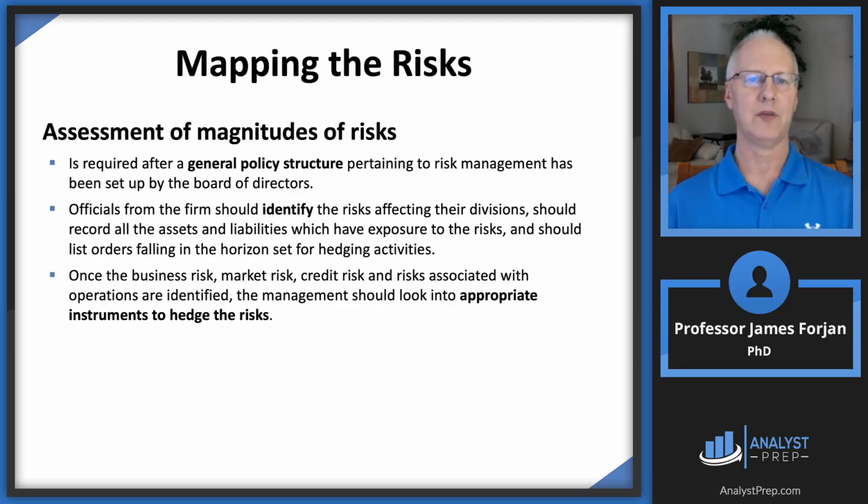How about an assessment of the magnitude of risk? There's a general policy structure pertaining to risk management that's set up by the board, and then the corporate leaders or the officials should identify those risks and record, both on the left-hand and the right-hand side of the balance sheet, the exposure, which one's greater, right? Are assets greater than liabilities, liabilities greater than assets, or is this a combination of a cash flow issue? It's really an interesting proposition just to rank these. Then we need to figure out what are the appropriate instruments to hedge the risk.